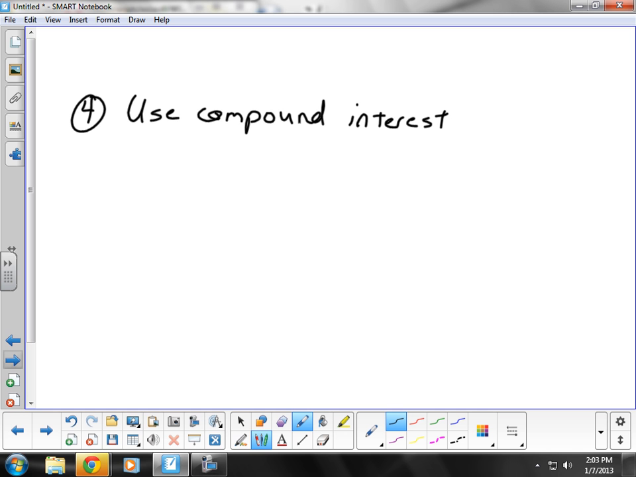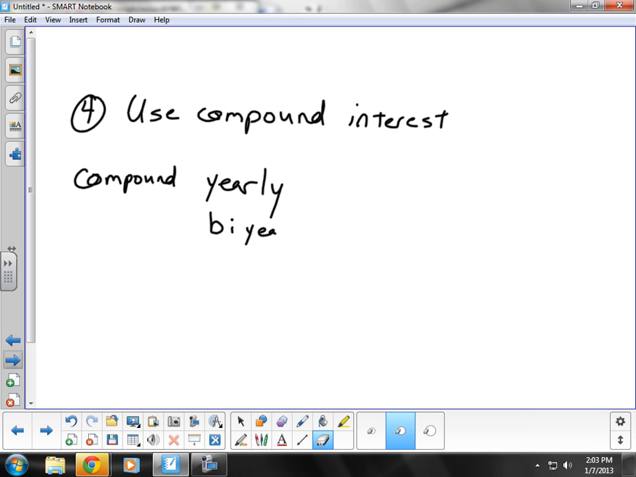But what I'm going to show you is the formulas that they use at the bank to calculate that stuff. Compound interest, like I say, can be compounded in lots of different ways. They can compound it yearly. That means once a year they're going to figure the interest. They can compound it bi-yearly or semi-annually. Semi-annually is the way you'll see that more often.